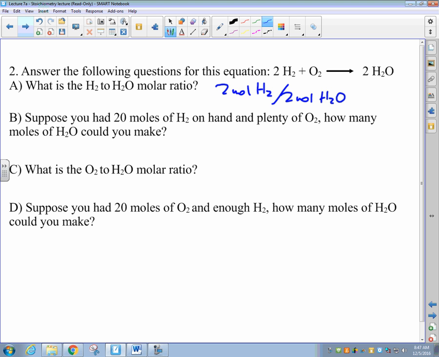It's exactly as straightforward as it looks, right? Given that for every 2 moles of hydrogen that are consumed, we produce 2 moles of water, if you had 20 moles of hydrogen, you could logically produce 20 moles of water.